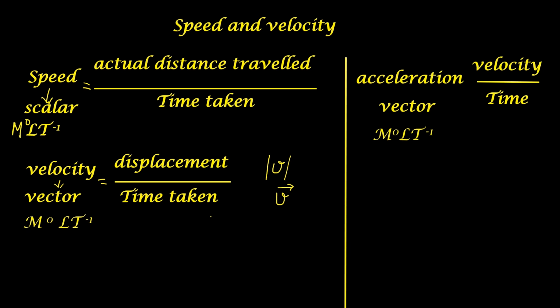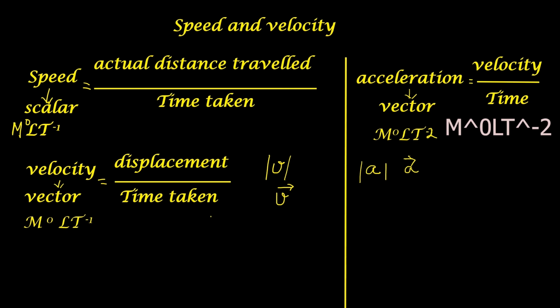Next term is acceleration. Acceleration is change in velocity divided by time. It also is a vector. The symbol used is a for acceleration. This is the magnitude, and this means it is a vector. If you put an arrow, it is a vector. What is the dimension formula? The dimension formula is M^0 L T^-2.